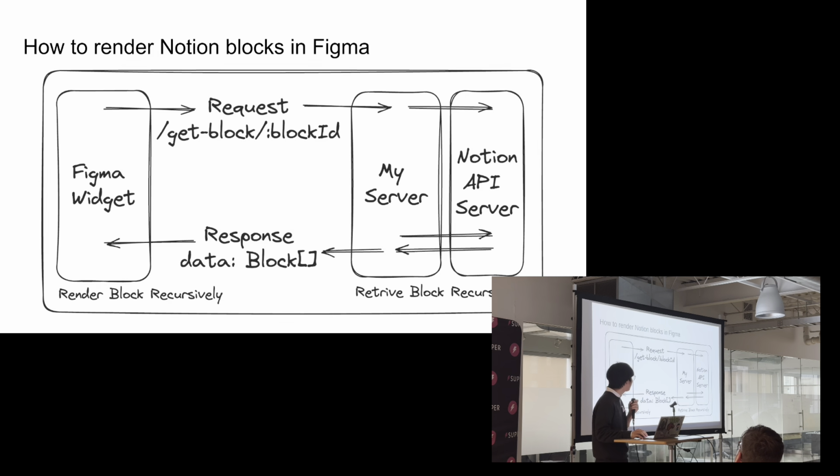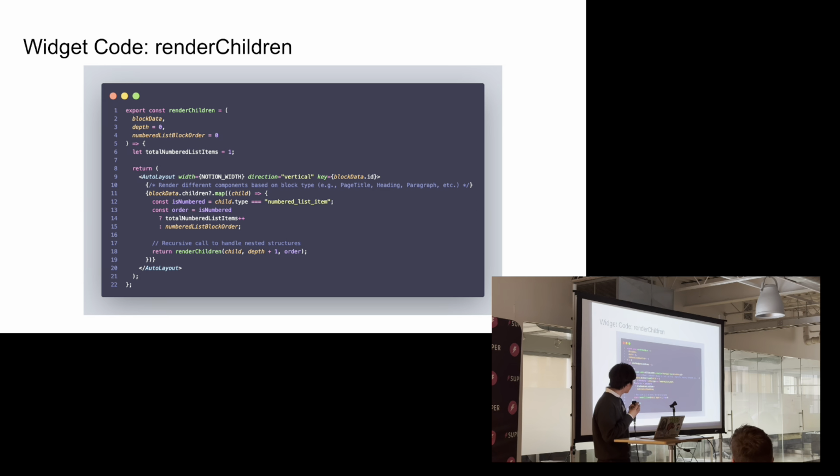I'd like to show some code, but the server code is relatively simple, so I'll skip that. Let's take a brief look at the widget code. So this is renderChildren, a simplified depiction. The syntax for rendering Figma components uses JSX, like React. The renderChildren function takes block data as an argument. It renders components based on their type. And if there are children, it recursively calls the renderChildren function.